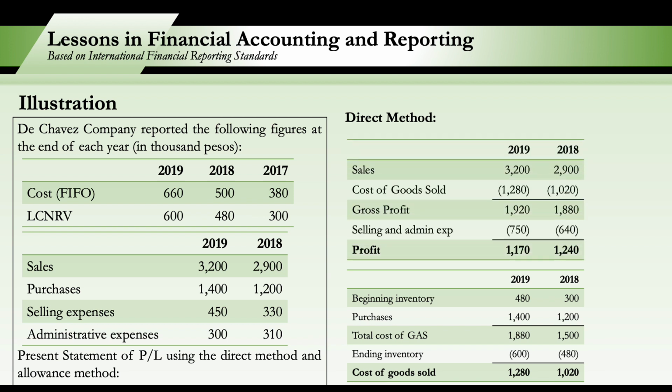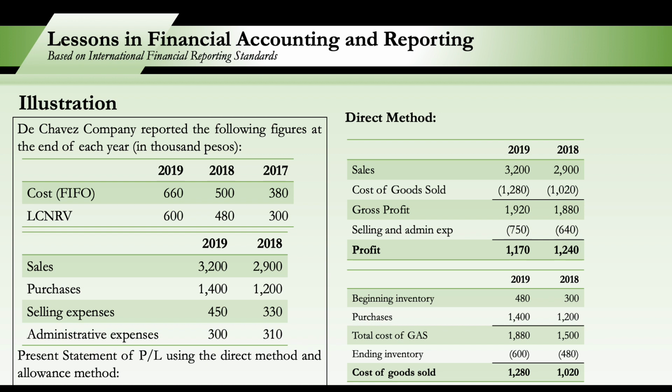And since we now have our cost of goods sold, we can now prepare our statement of profit or loss. So for 2018, we have 2,900,000 sales less our cost of sales of 1,020,000. So our gross profit is 1,880,000. And our selling and admin expenses of 640,000 in total, 330 and 310. So our profit for the year is 1,240,000.